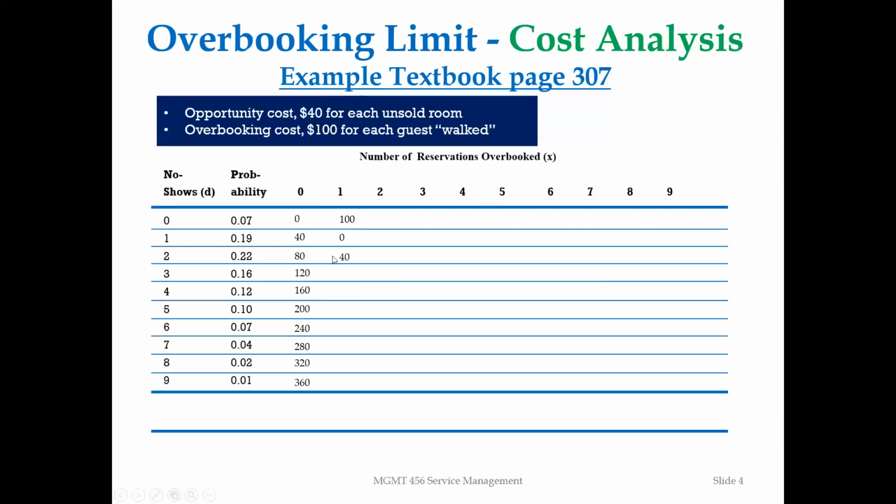What if I overbook by one, and three people do not show up? The 3 exceeds 1, the number of no-shows exceeds the overbooking limit, by how much? By 2. That means I will end up having 2 empty rooms, so $80 opportunity cost. If I overbook by 1 and 4 people do not show up, I will have 3 empty rooms, which represents an opportunity cost of $120. Similarly, you can fill the rest of the column.